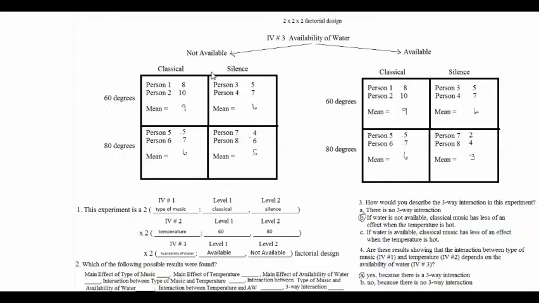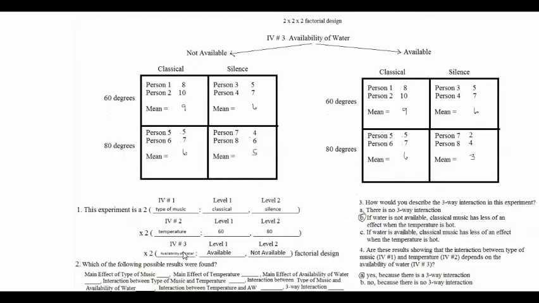We also have 2 different types of availability of water, which basically means that these 8 people over here did not have any water during the experiment, and these 8 people over here were allowed to drink water during the experiment. I just filled in these numbers.